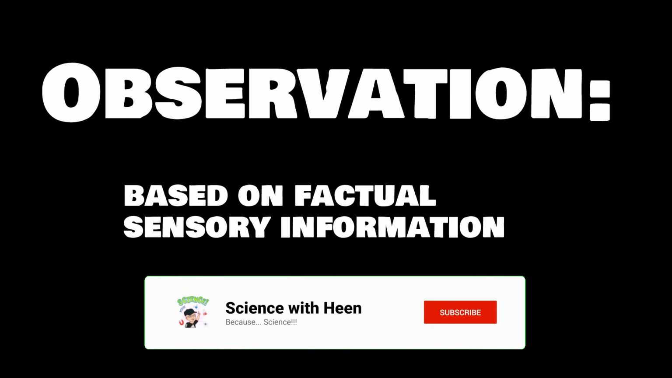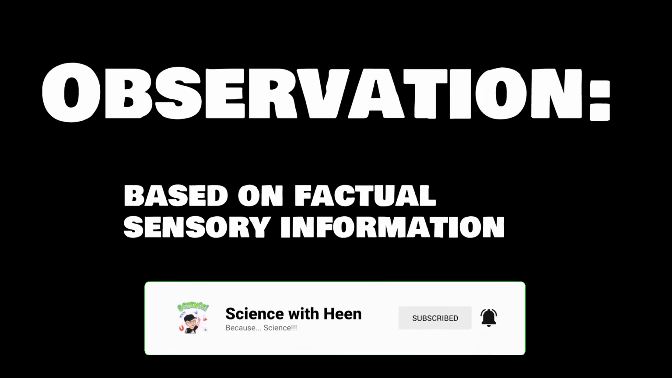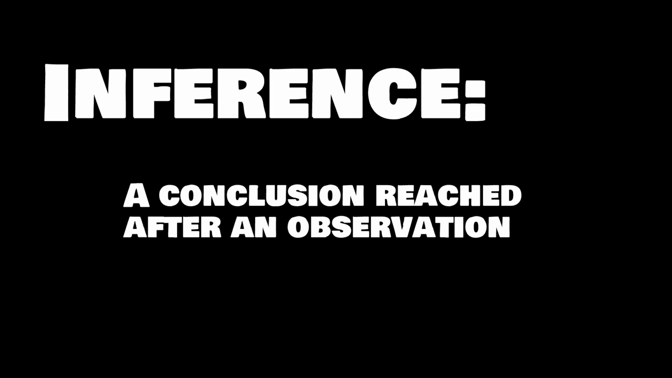An observation is based on factual sensory information. It's something that you experience directly through one of your 5 senses of sight, hearing, smell, taste, and touch. An inference, on the other hand, is a conclusion that you reach after an observation.